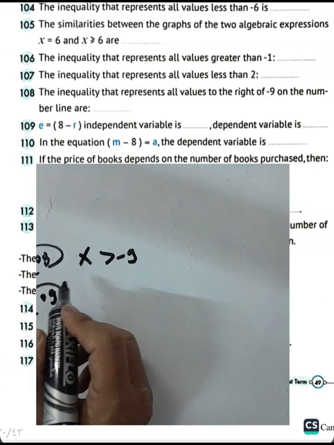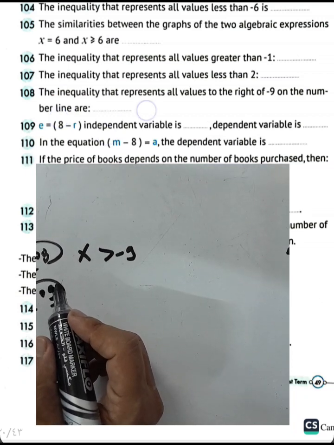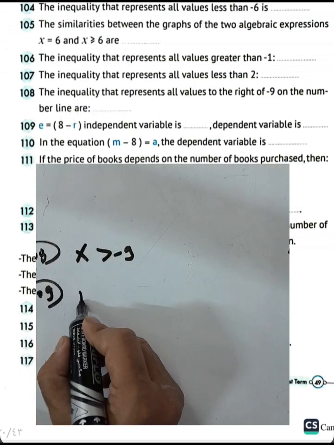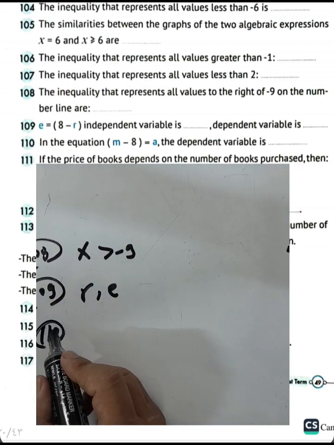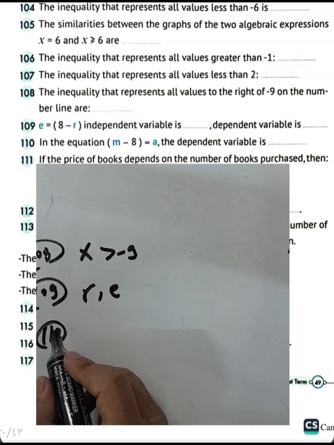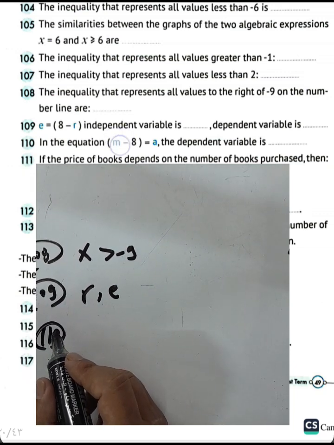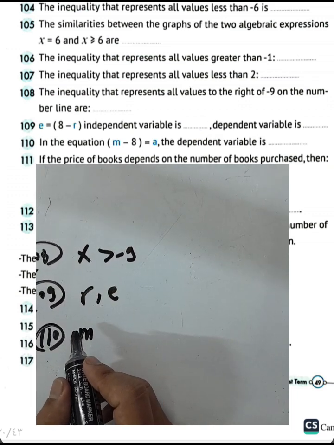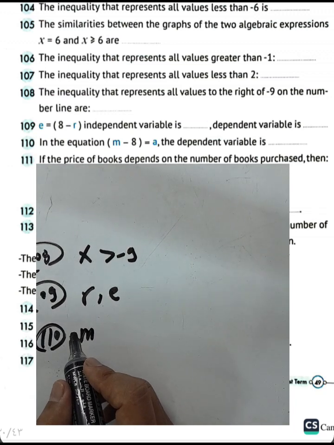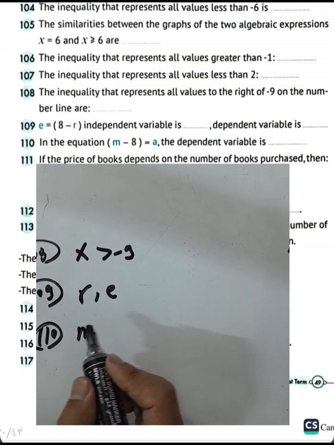Question 109, e equals 8 minus r. In this equation, the independent variable here is r, and the dependent variable here is e. Question 110, in the equation m minus 8 equals a, the dependent variable will be m. Dependent means what's the number or variable here in the equation, it means input. Dependent here means which unknown variable will be input, it will be m.